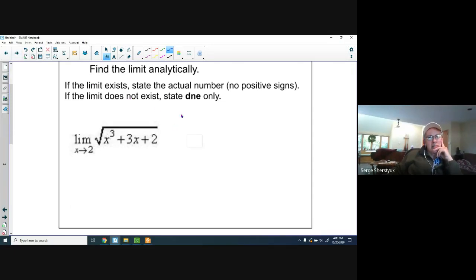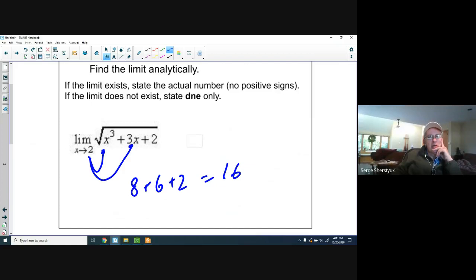Analytically, same idea. I don't see anything complicated here. There's nothing to cancel. There's nothing to combine. So this is a direct substitution in here and in here. So 2 in here, that's an 8, right? 2 in here, it's a 6 plus 2, so that's 16.